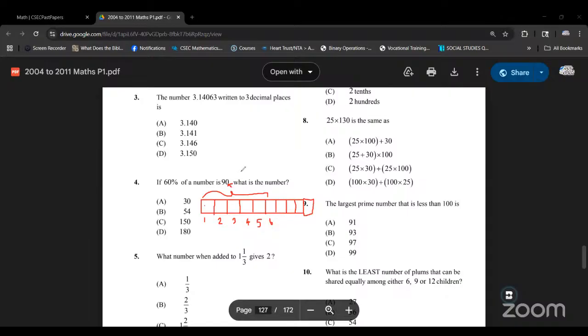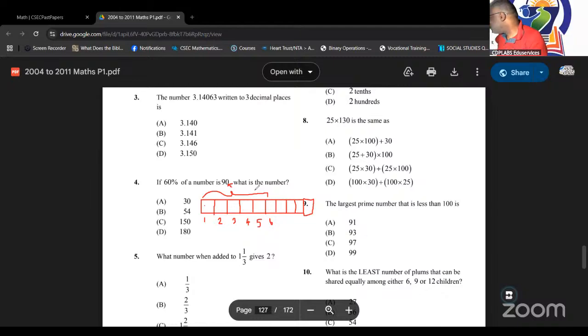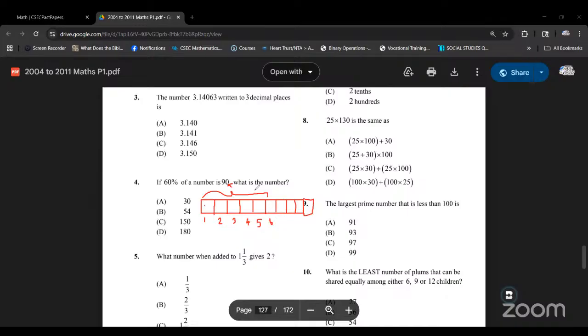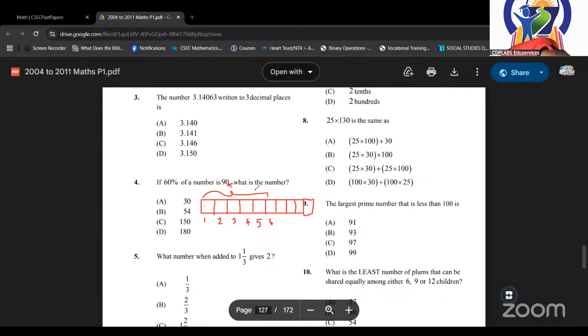Ten. Yeah, I think so. It's right in front of you. You see, think. 6 of them there add up to 90. And we are trying to find out how much one of them is. 6 of them add up to 90. I'm trying to find out what one is.